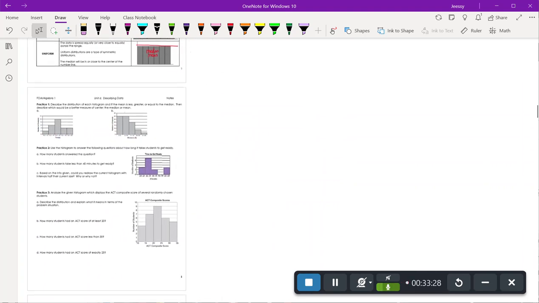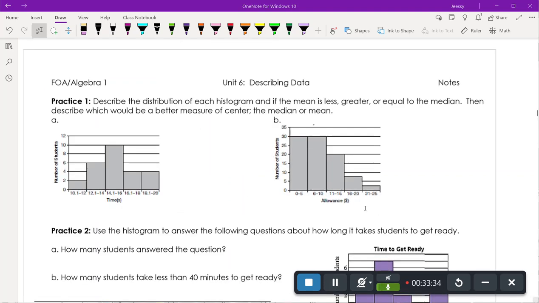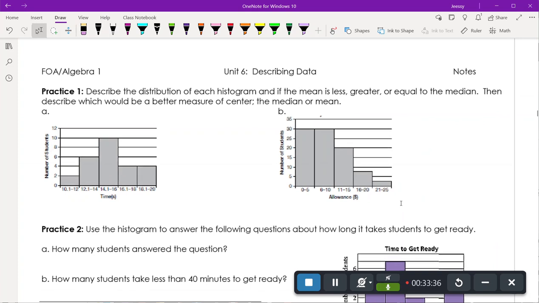All right, so why don't we take a few minutes and you guys work on practice questions 1, 2, and 3. Go. All right, describe the distribution of each histogram. A, symmetric, correct. What about the distribution of B? Skewed right.